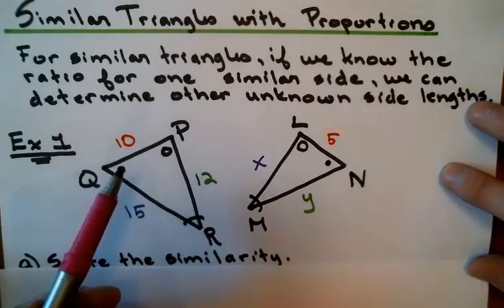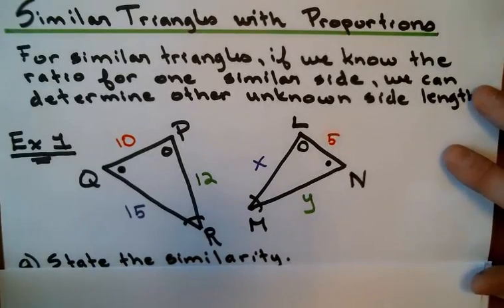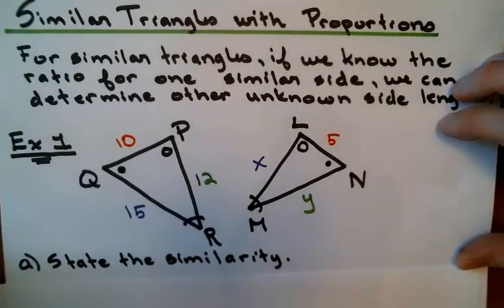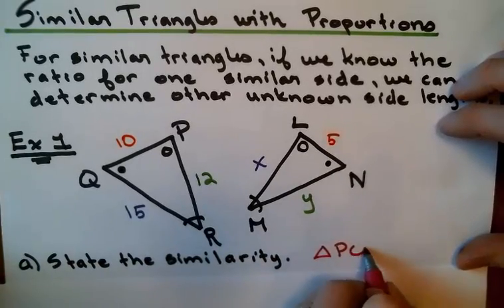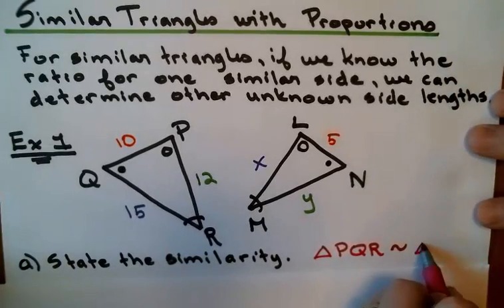For instance, side PQ is 10, and then we have side LN is 5. So it looks like side 10 versus side 5, they're corresponding, and 10 over 5 is a scale factor of 2. So though this is not drawn to scale, one triangle is double the other. So to state the similarity, you would do the following. Remember earlier we said triangle PQR is similar, that's the symbol for similar, to triangle LNM.